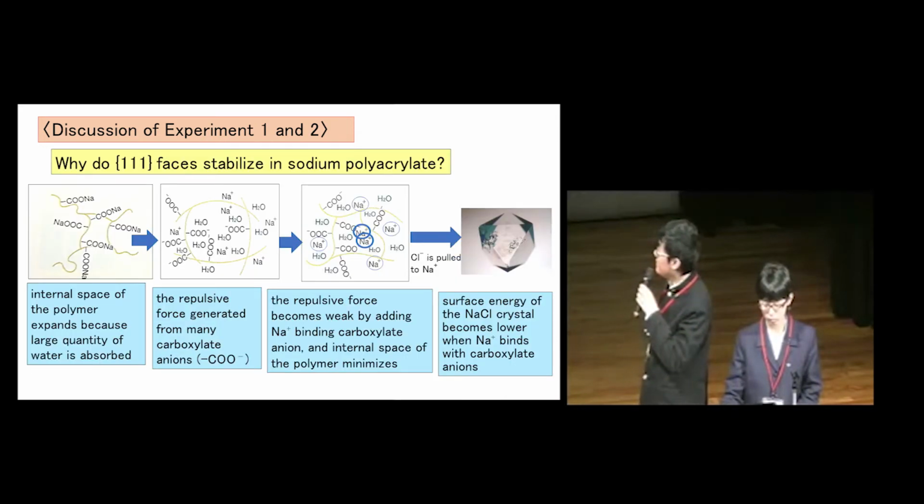So why do 111 phases stabilize in sodium polyacrylate? A large quantity of water is absorbed, and the internal space of the polymer expands. Then a repulsive force is generated from many carboxylate anions. By adding Na cations binding to the carboxylate anions, the repulsive force becomes weak. So the surface energy of the NaCl crystal becomes lower. And Cl anions are put next to Na cations, so 111 phases stabilize.